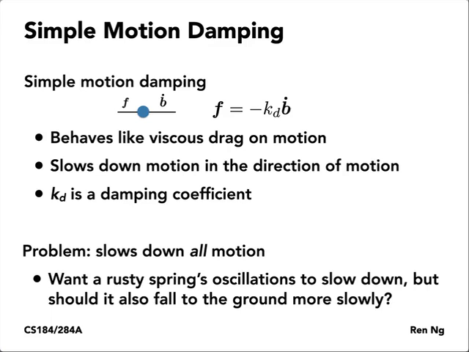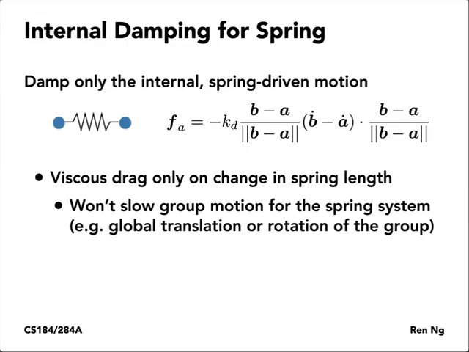So in the development we're talking about here mathematically, we're talking about internal damping for the spring. This is a way to damp only the internal spring-driven motion, independent of any other motion. This model is viscous drag only on the change in the spring length itself, and it won't slow down the group motion of the spring system, for example a global translation of the system or rotation of the group.